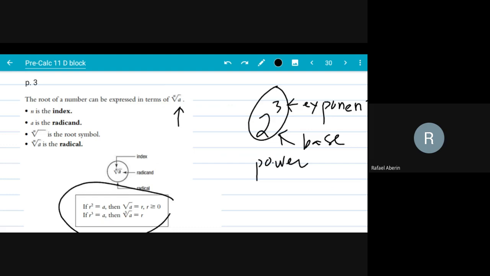Now, what is this saying? If r squared equals a, then the square root of a is equal to r, and r is greater than or equal to 0. What it's saying is, when you square a number and the answer is a, then the square root of a would be the positive value of r. Well, if r cubed is equal to a, then the cube root of a is equal to r, and that could be either negative or positive. Okay, we'll talk about that later, all right? So you will see what I mean.